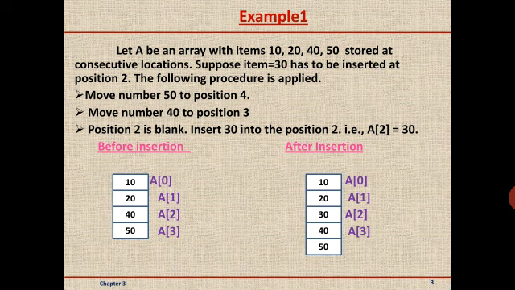So here is the algorithm. First, A is the array, n is the total number of elements. Item is the element which we want to remove. And from where we are removing is specified by the position, that is P.